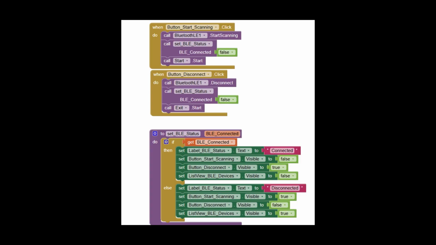Next part, it just handles how the connection goes through. For example, if the connection goes through successfully, you will get notified that it's connected. The disconnect button is visible, and then the scanning and the other listed devices is false. And when you disconnect, the scanning will be visible once again, and also the list of devices, and the disconnect button vanishes.